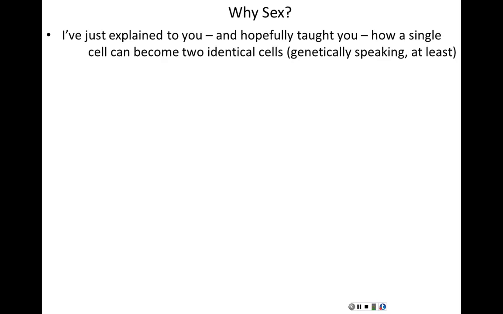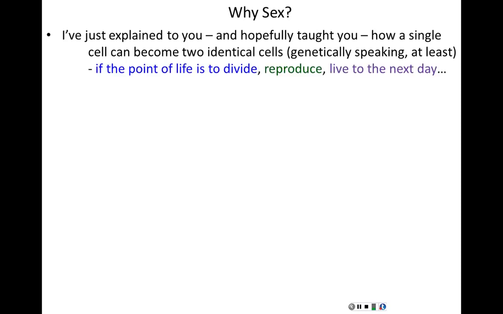So, what's the benefit of sex? Why go through all this extra trouble to create these gametes and create new novel life when it's much easier and more straightforward to make life from a single individual? So I just explained to you in the mitosis information, and hopefully I taught you in a way that you could understand, how a single cell can become two identical cells, identical genetically speaking at least, and that's asexual reproduction.